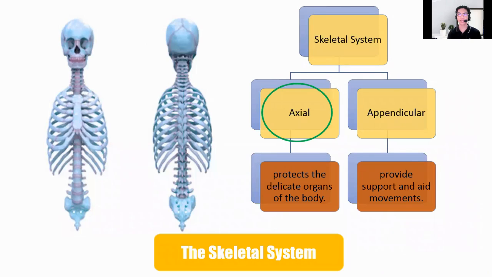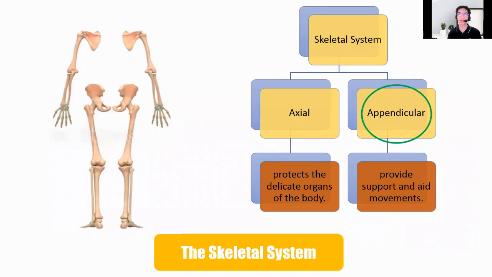The skeletal system is subdivided into two categories. The axial skeleton. The axial skeleton protects the delicate organs of the body. The axial skeleton includes the skull, the vertebrae, and the rib cage. The appendicular skeleton, on the other hand, provides support and aids movements. The appendicular skeleton includes the upper and lower limbs.